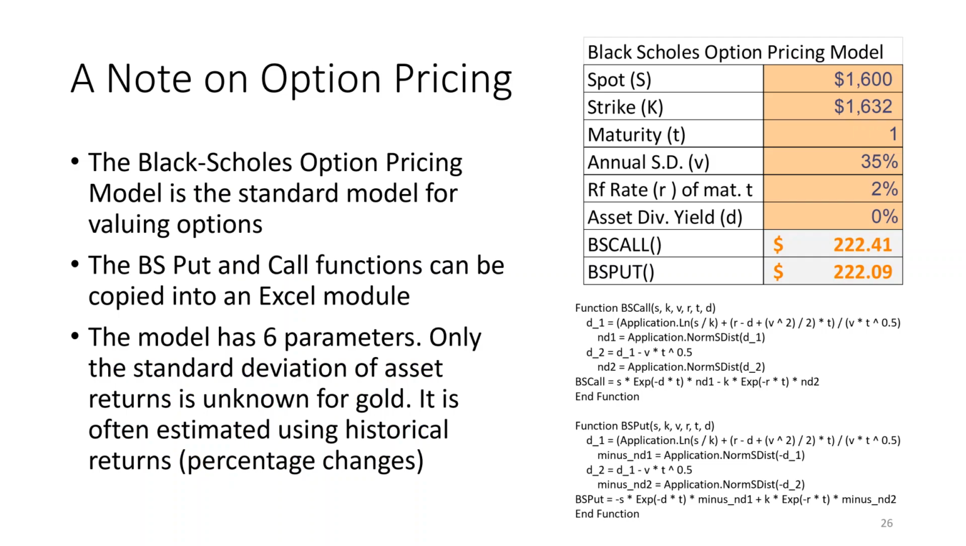The Black-Scholes option pricing model is the standard model for valuing options. BS put and BS call functions can be copied into Excel modules. Basically this model comes down to two formulas, one to value calls and one to value puts. Now the model has 6 parameters or inputs.